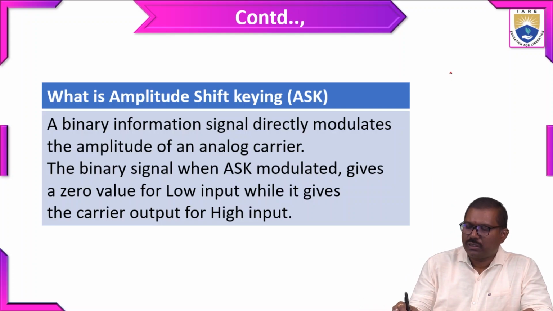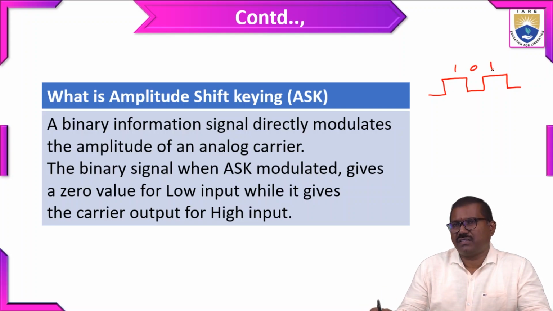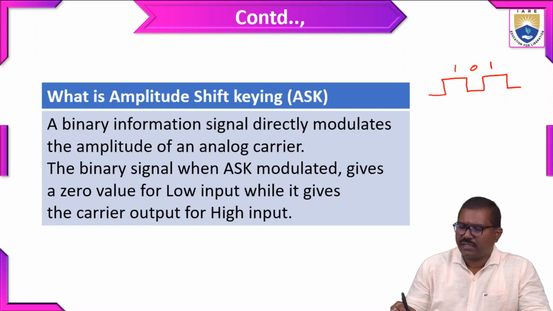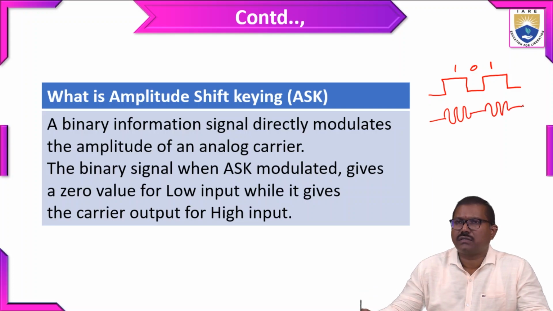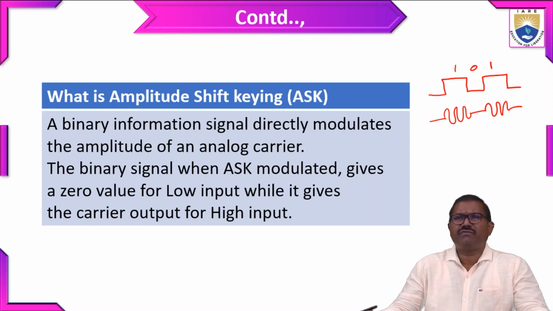So for example, this is the digital signal 101. By using ASK, the carrier varies between symbol 1 and symbol 0. Okay, this is ASK, amplitude shift keying.